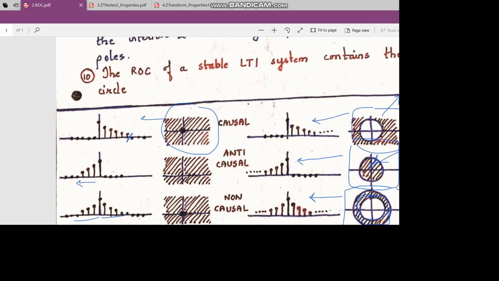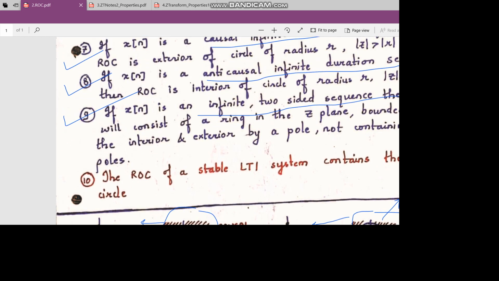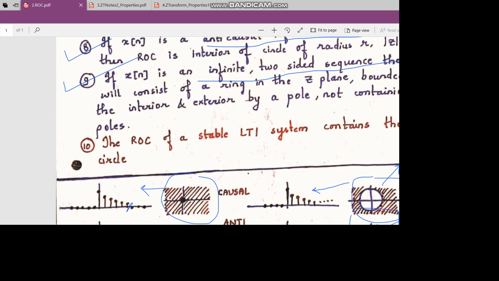This is for causal finite duration, this is for anti-causal finite duration, and this is for two-sided, that is, non-causal finite duration sequence. So remember these graphs. It is important to understand the concept of ROC and the properties of ROC.